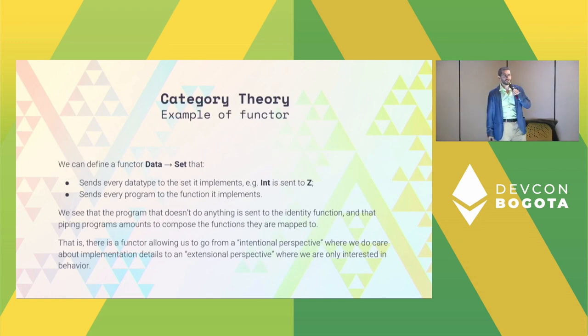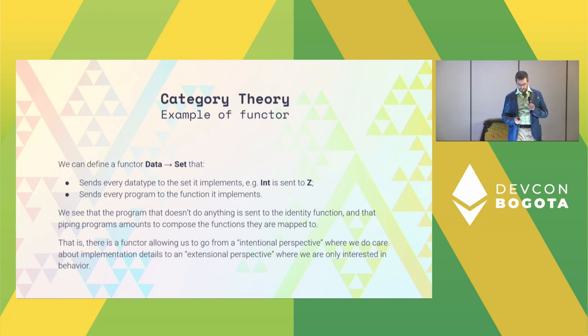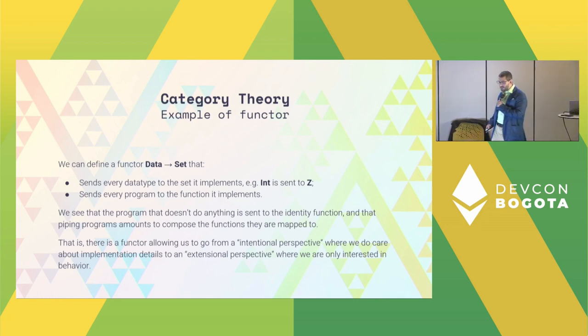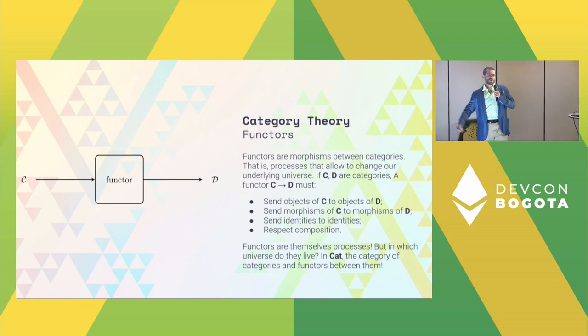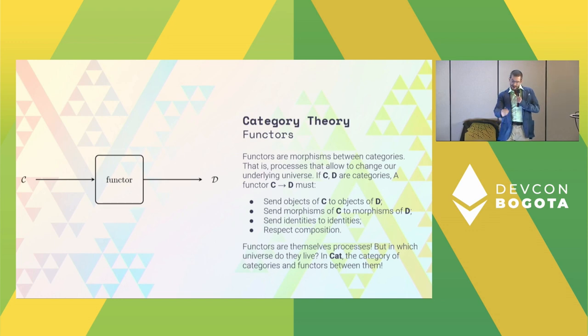Questions? Sure. Not necessarily. You can have functors that are called full and faithful that allow you to basically be inverted and go from one direction to the other. But no, in general, you can lose information, or you can embed a less expressive universe into a more expressive universe if you want to. Sure.